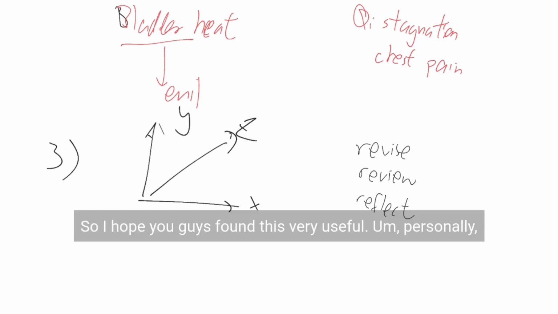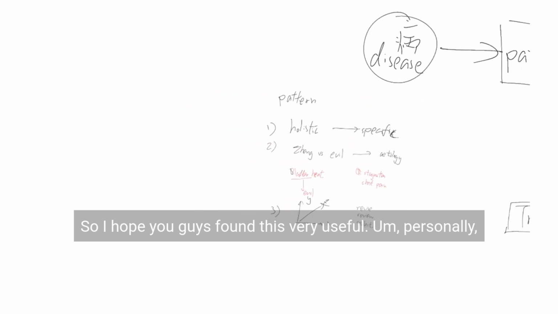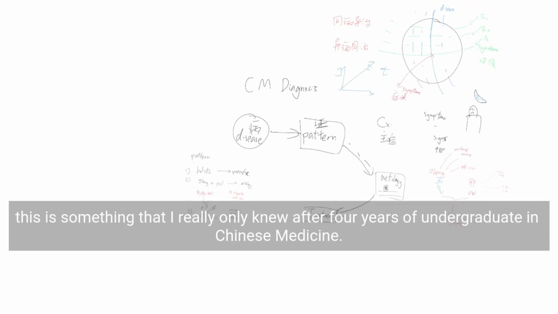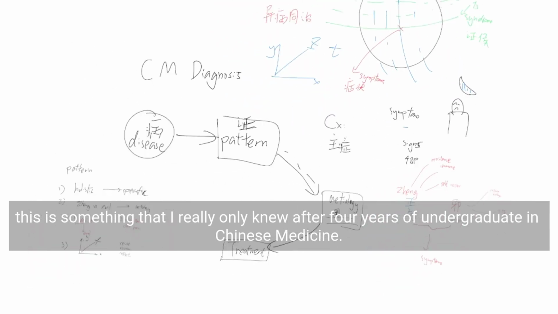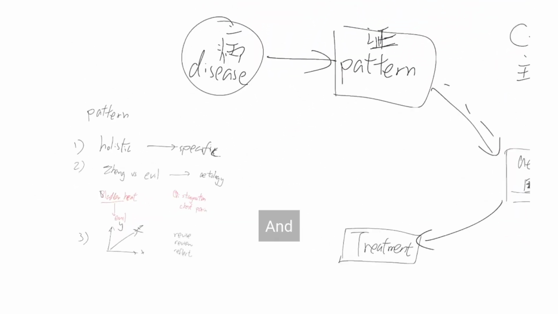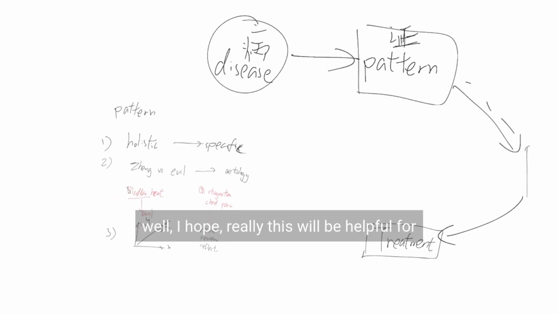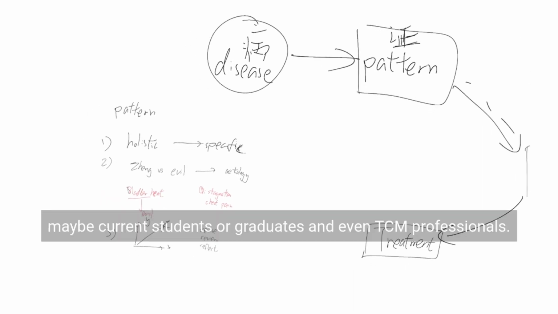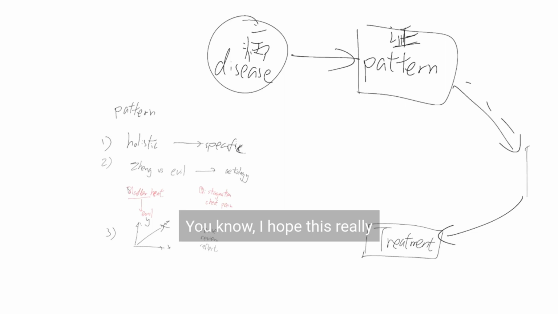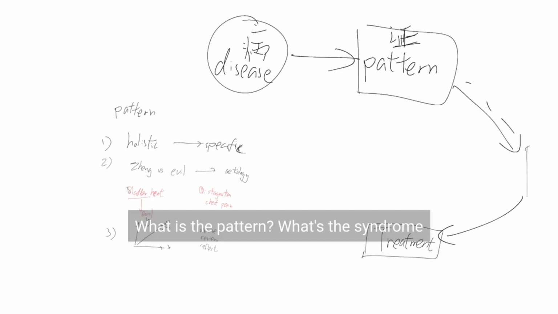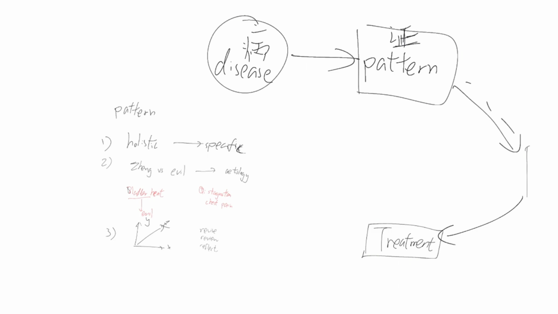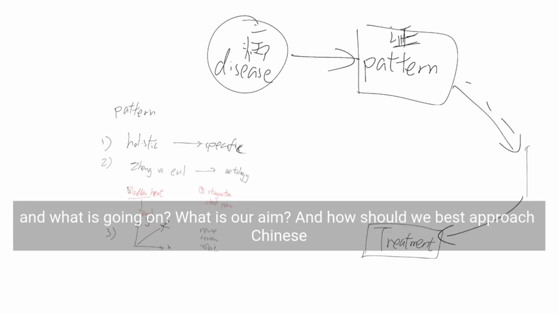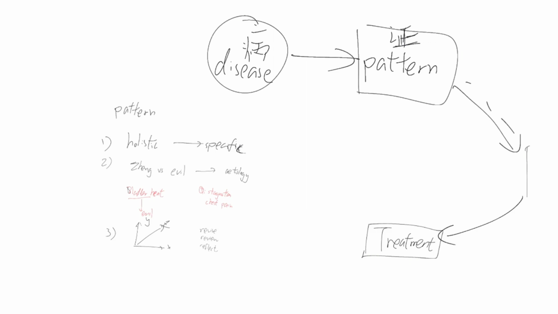So I hope you guys found this really useful. Personally, this is something that I only knew after 4 years of undergraduate study in Chinese medicine. And I hope this will be helpful for current students or graduates, even teaching professionals. I hope this really helps you to think about what we are really doing. What is the pattern? What is the syndrome? What is going on? What is our aim? And how should we best approach Chinese medicine study?